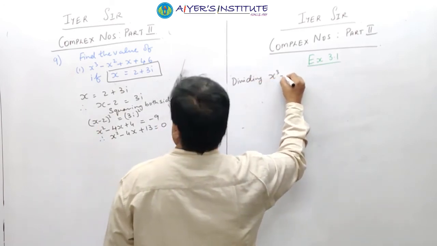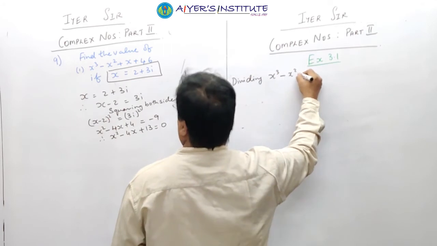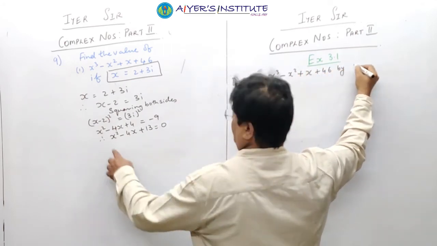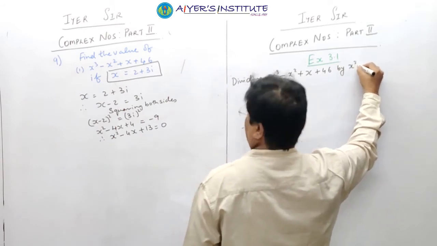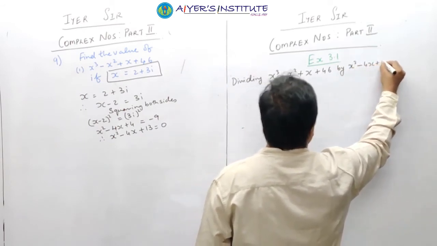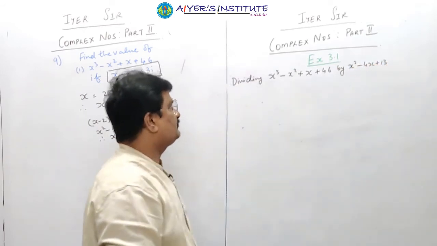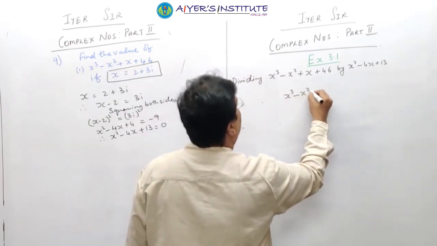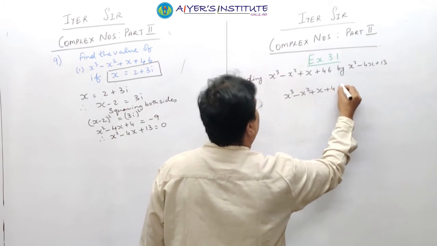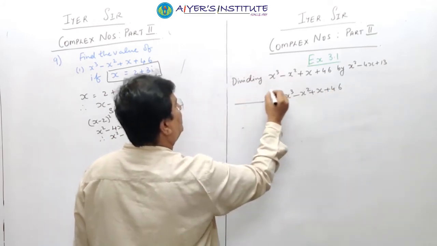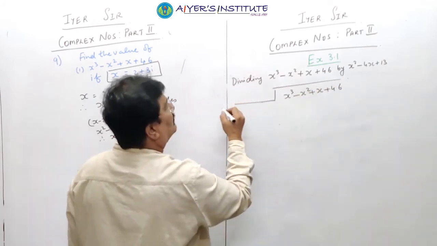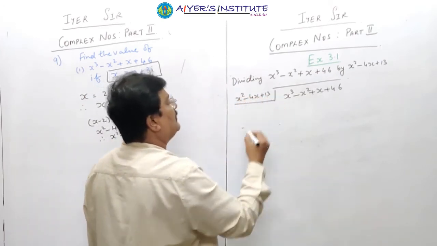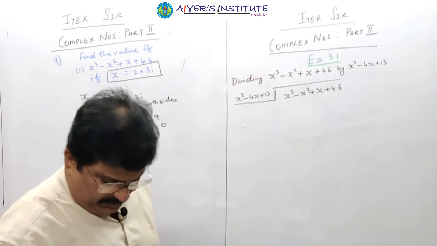x cube minus x square plus x plus 46 divided by x square minus 4x plus 13. So we have x cube minus x square plus x plus 46, and we divide it by x square minus 4x plus 13. बचपन का डिवीजन में हम लोग फिर से जाएंगे.